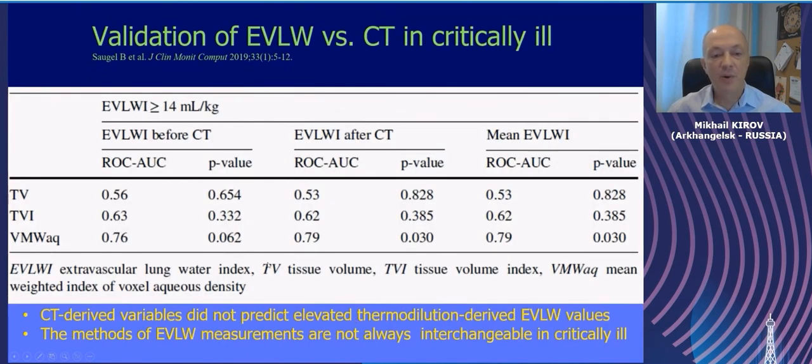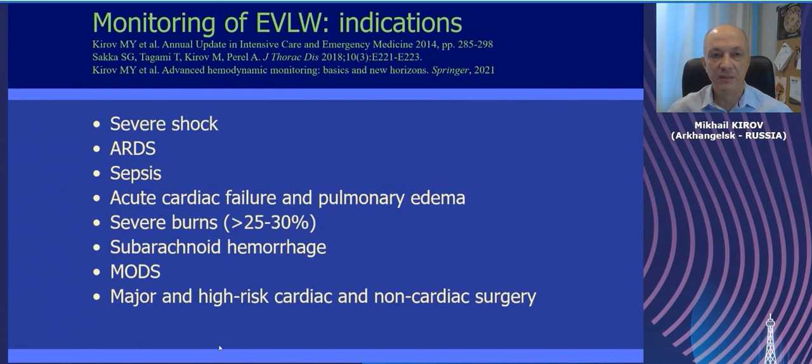Also, computed tomography can be a useful tool to evaluate lungs, but as shown in our study together with Bernd Zagel, the CT-derived variables do not predict elevated lung water values, and these methods for estimation of lung water, both thermal dilution and CT, are not interchangeable in critically ill.